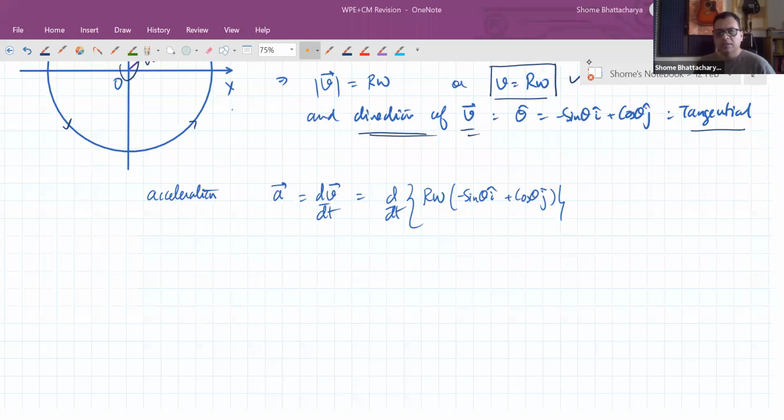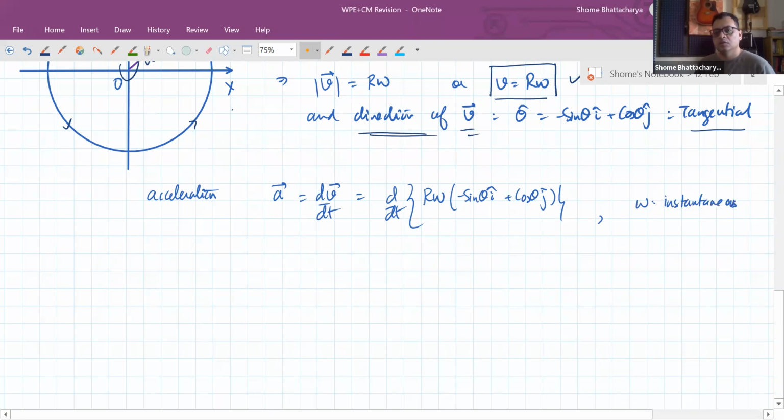So with the understanding that omega is also instantaneous, it's an instantaneous quantity. So it may or may not have a rate of change, depending on whether omega is constant or not. And of course, we've seen earlier that theta is instantaneous. So we have to apply the product rule while doing the differentiation.